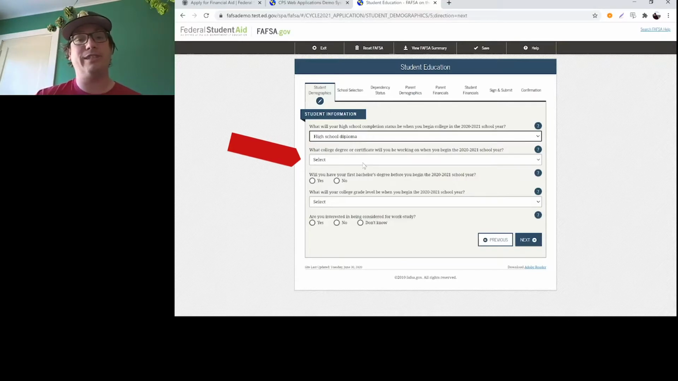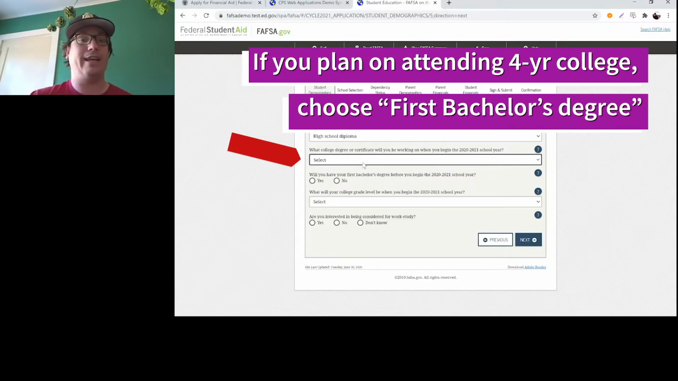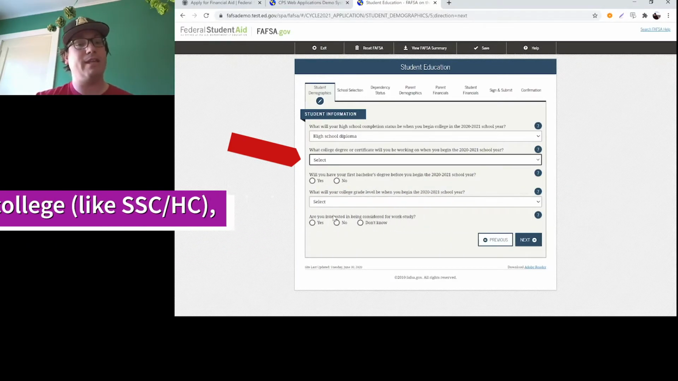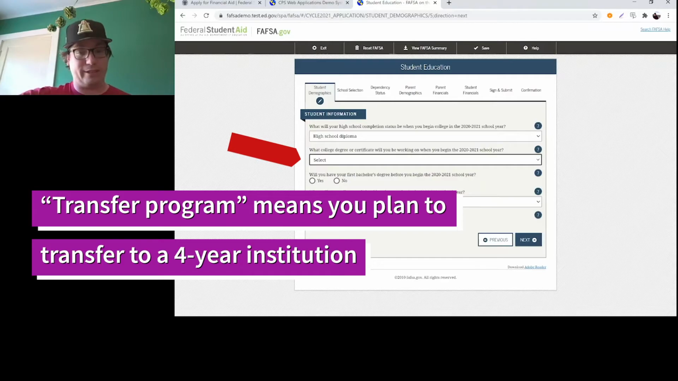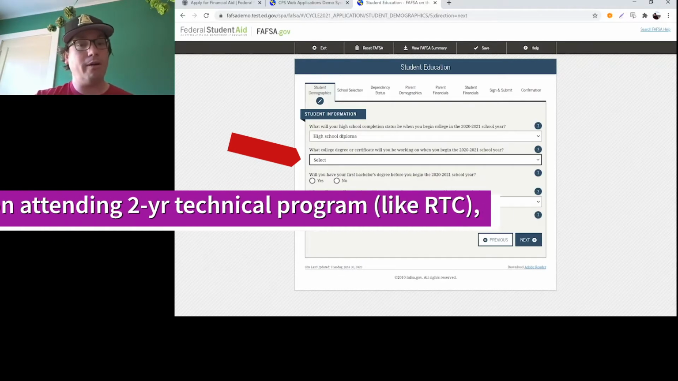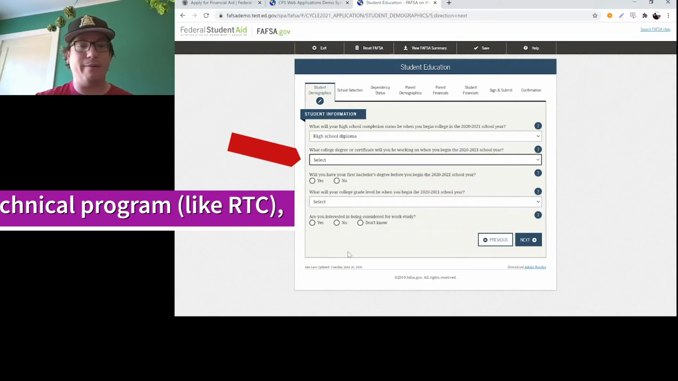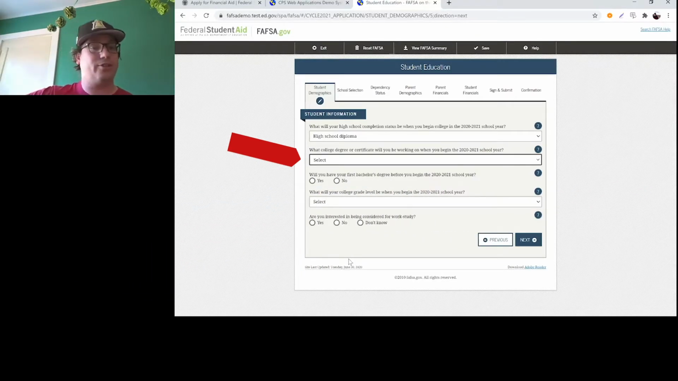What college degree or certificate will I be working on? Well, this depends. If you're going to a 4-year college like UW, Wazoo, you're probably going to be working on your first bachelor's degree. If you're going to South Seattle, Highline, you're probably working on an associate's degree, either the transfer program, that's if you're planning on transferring to a 4-year eventually, or a tech program, that's if you're doing like auto mechanic work at Renton Tech, you would put that one in. These ones at the bottom, teaching credential or other grad programs, are for when you finish your college already. I'm planning on going to my college, UC Riverside, so I'm going to choose my first bachelor's degree.